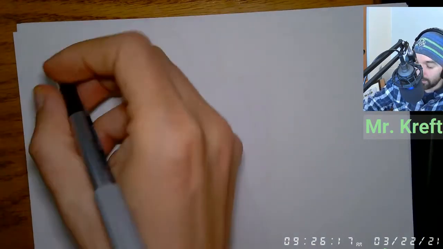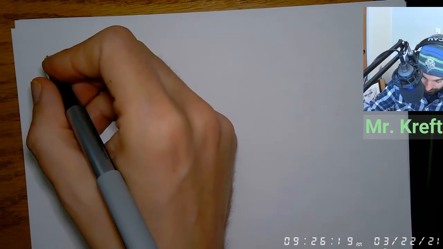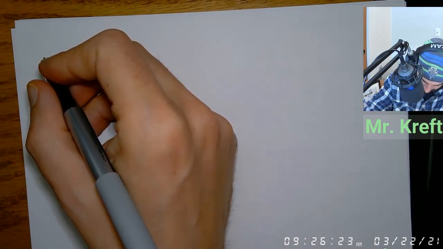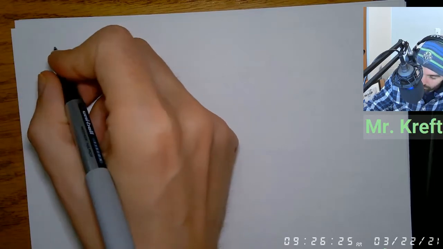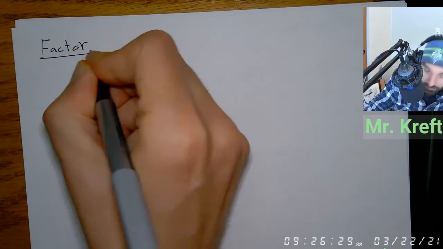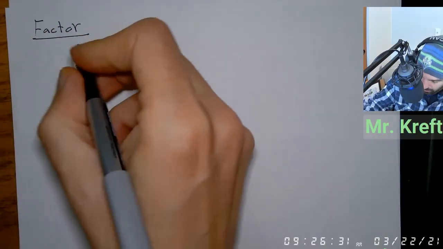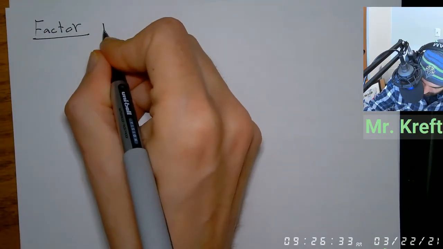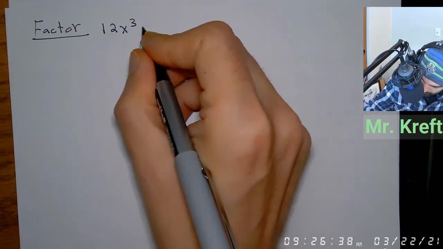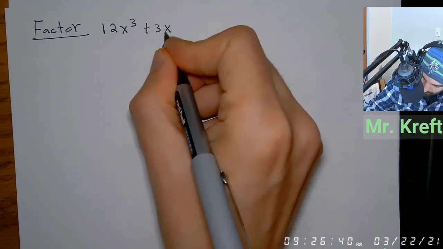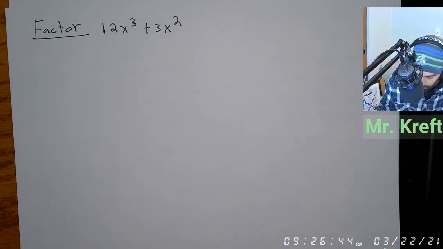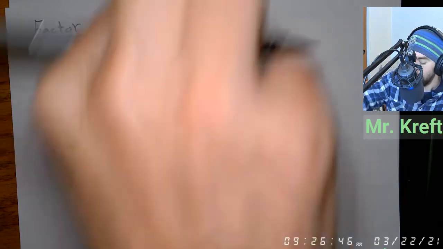Let's try another one together, but this time we're going to do it a little bit faster. So let's say we're going to factor 12x cubed plus 3x squared. We'll do this one just a little bit faster.